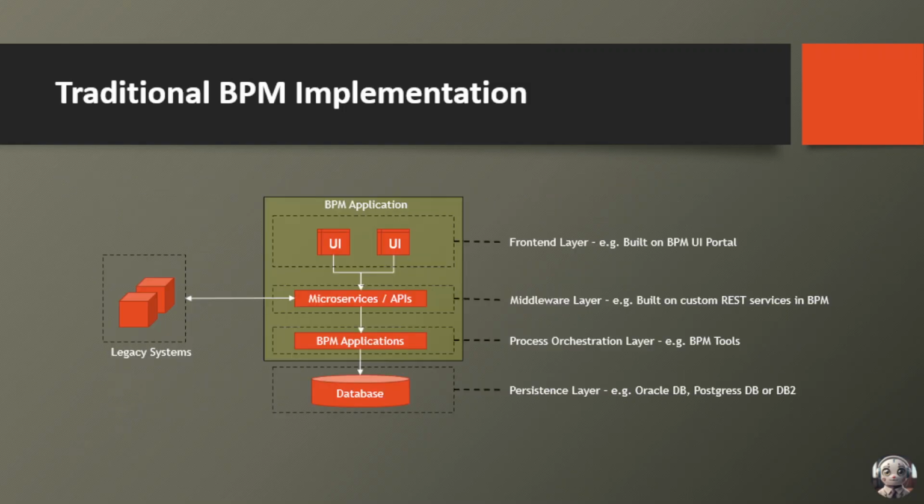Here's a high-level architectural overview of what a traditional business process management implementation looks like. At the front-end layer, we have user interfaces built using the BPM product's portal or UI toolkit. The middleware layer handles integration through custom services developed specifically for that BPM product. The process orchestration, workflow automation, and business rules management is taken care of by the BPM engine itself. And finally, the persistence layer utilizes databases like Oracle, Postgres, or others supported by the BPM product. All of these layers are tightly integrated and coupled together in this monolithic architecture pattern.